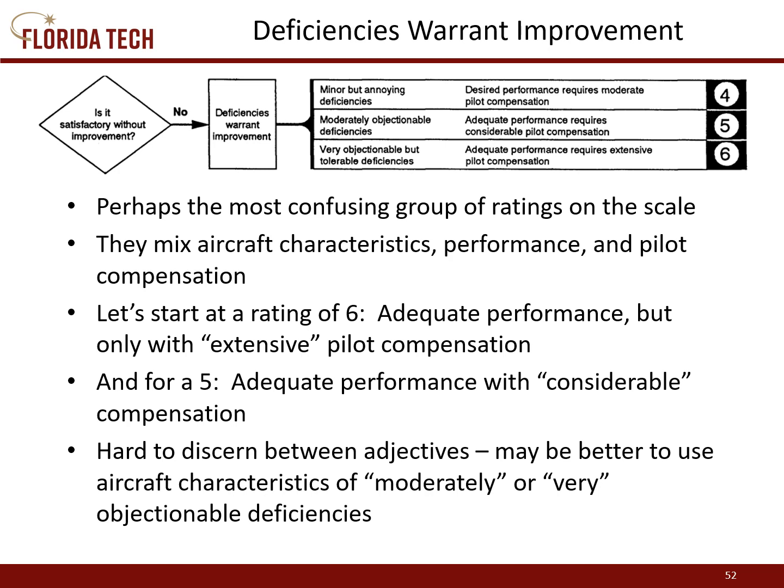Perhaps the most confusing group of ratings on the scale is 4 through 6. They mix aircraft characteristics, performance, and pilot compensation. So we'll start at the bottom with a rating of 6. Adequate performance, but only with extensive pilot compensation. For 5, it's adequate performance with considerable compensation. So now we have to have the pilot discern what's considerable versus extensive. It's hard to discern between the adjectives. We may be better to use aircraft characteristics of moderately or very as far as defining what objectionable deficiencies are.